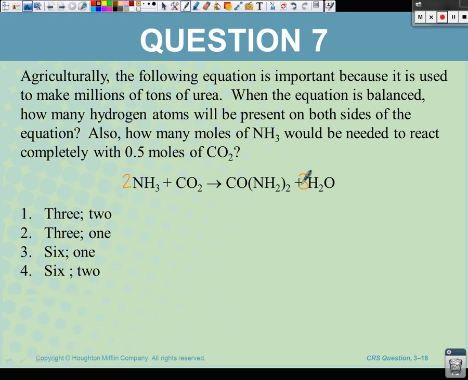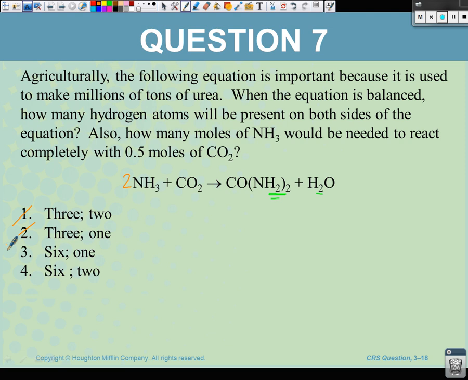You're right, I don't need the 3. Thank you. And how do I know I don't need the 3? Because 2 times 2 is what? 4, plus 2 is... All right, what's 2 times 3? 6. Fantastic. All right. So the first question is, how many hydrogen atoms will be represented on both sides? So how many? All right, well, that automatically knocks out 1 and 2.